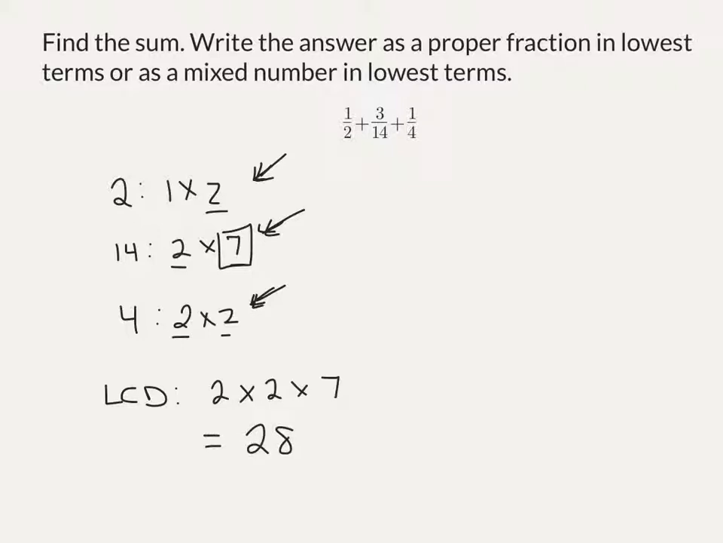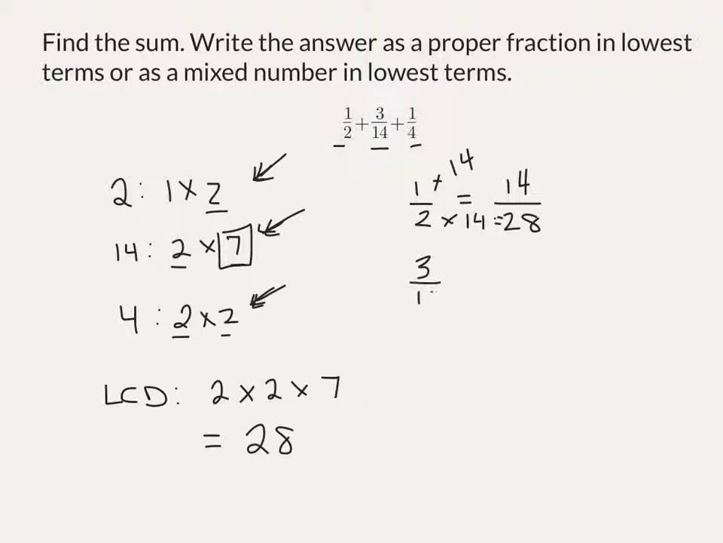Next, I want to rewrite each fraction so that they have a denominator of 28. First, we'll rewrite 1/2 as having a denominator of 28. To do that, you need to ask yourself, 2 times what number gives me 28? Well, 2 times 14 gives me 28. Whatever you do to the bottom number, you have to do to the top number. So I'm going to multiply the 1 times a 14, which gives me a 14 on top. So 1/2 can be rewritten as 14 over 28.